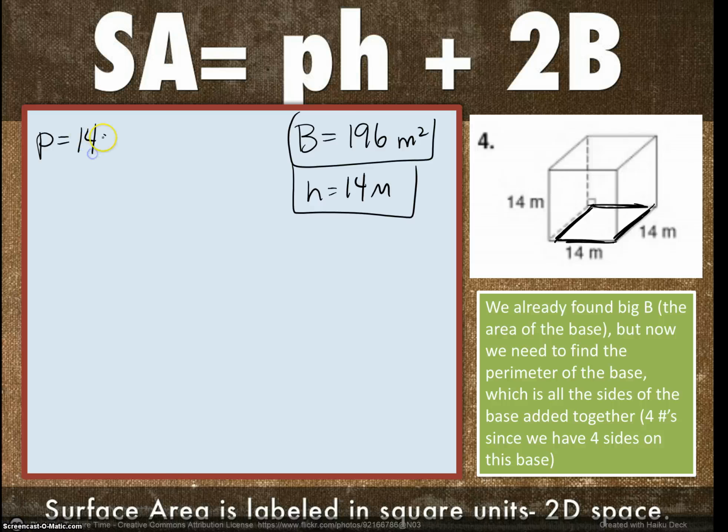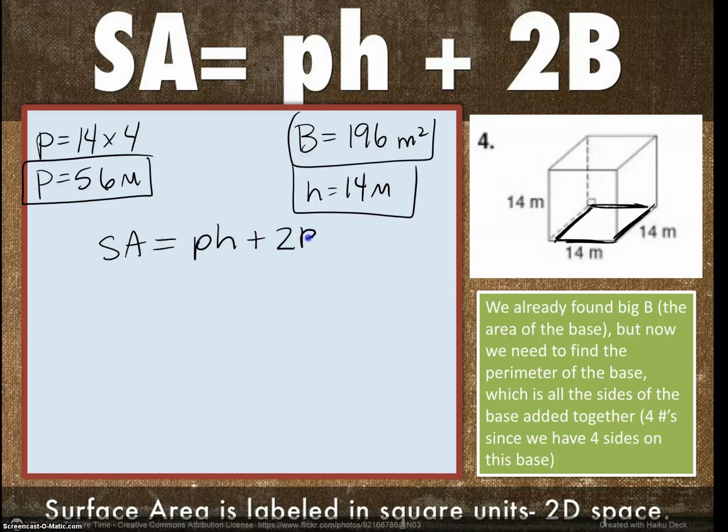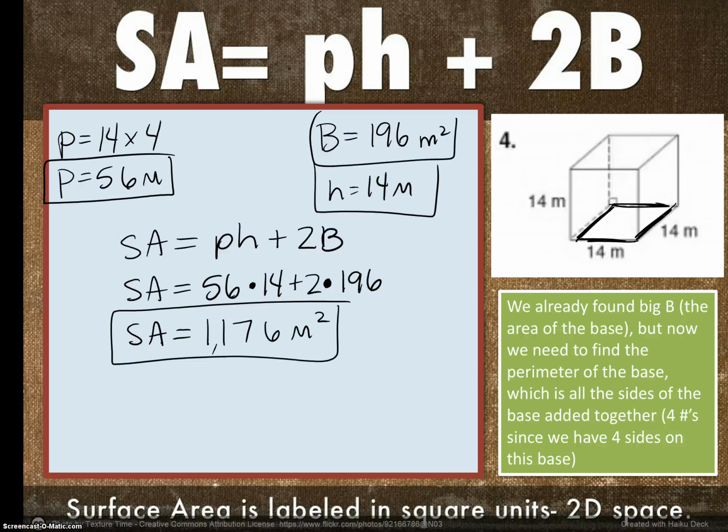Another way to do it when you're working with a cube, since we're adding it 4 different times, is just to do 14 times 4. You could add it 14 plus 14 plus 14 plus 14 if you'd like. You get the same answer of 56 meters. Now pause the video and put those numbers into the surface area formula. Make sure you're showing substitution and make sure you have your multiplication symbols and your addition symbol. So check yourself. Did you get a total surface area of 1,176 square meters? Awesome. If you didn't, please make sure you're asking for help.